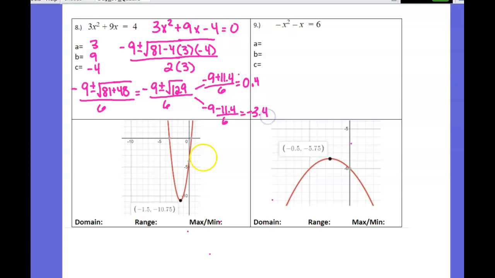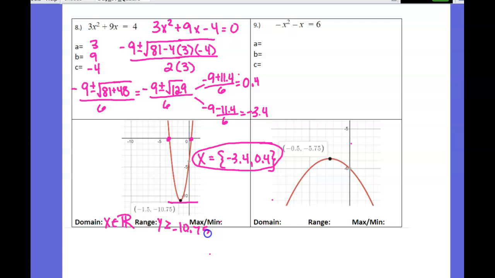So our solution is negative 3.4 and 0.4. Okay, and if we look at our graph, that shows it's just about right. Okay, so our domain again is x is an element of the real number set, and the range values are going to be anything greater than, so our y is always going to be greater than or equal to negative 10.75. And again, this is a minimum.